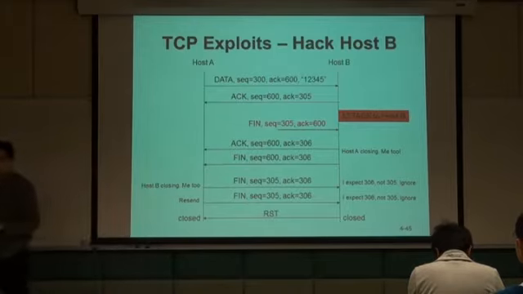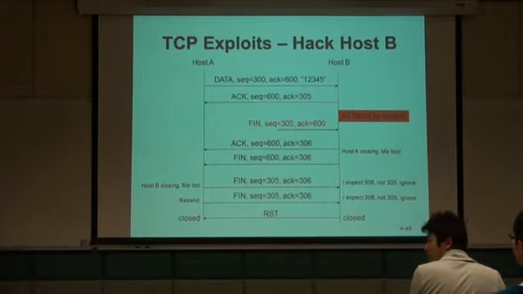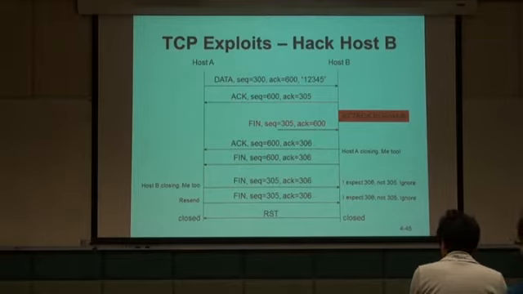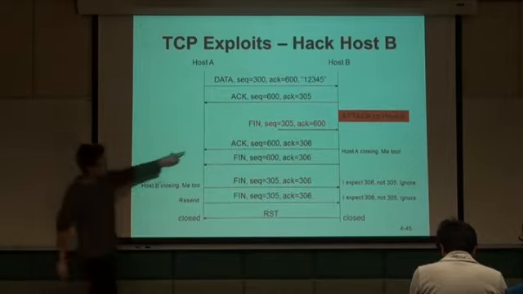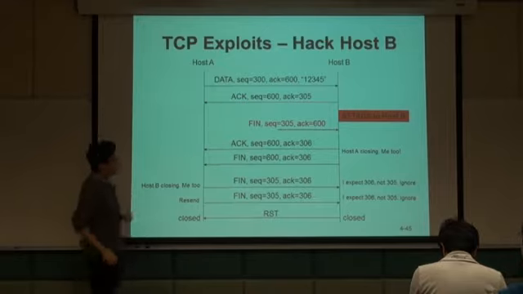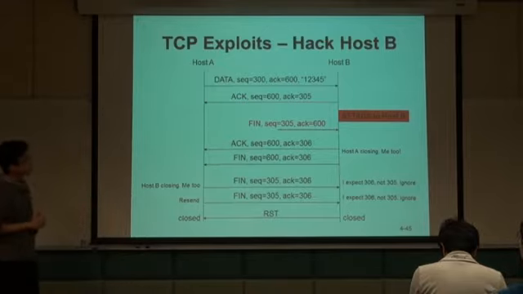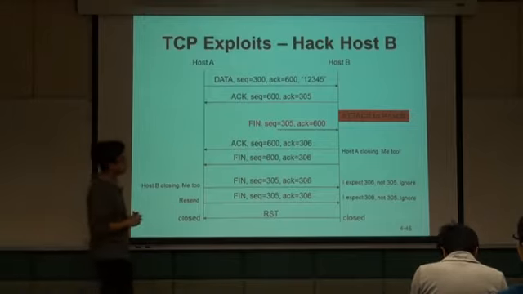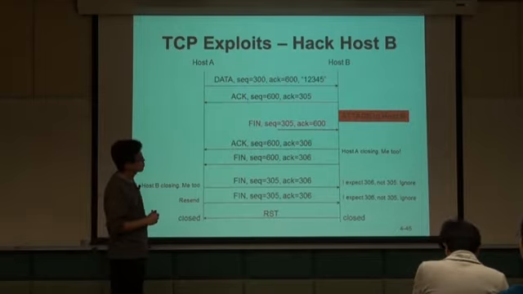I have a question. The black packet under the red packet, from host B to host A, the ACK number is actually wrong. Because host A thinks that the next sequence number should be 305, but the ACK number from host B to host A is 306. So why will host A accept it instead of drop it?